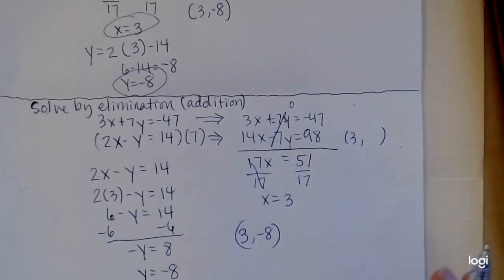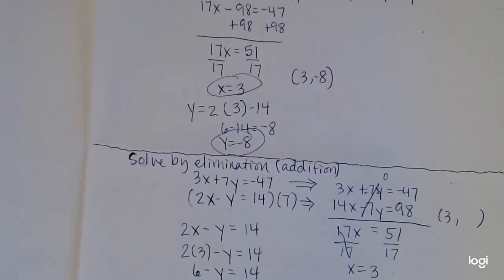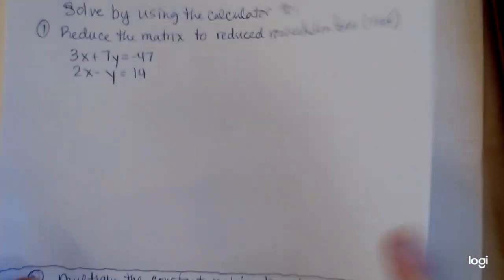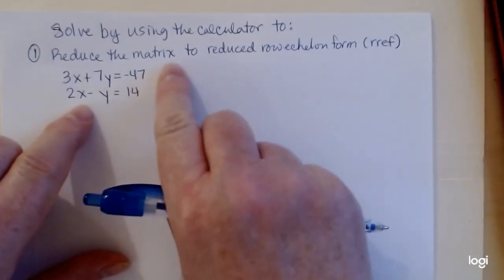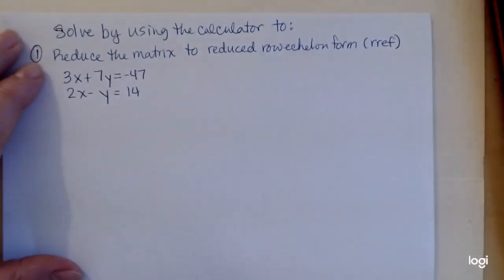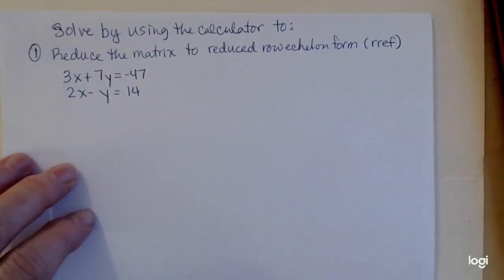And now we're going to do that same thing with matrices. So we're going to use 2 methods, and these are the 2 that you'll be asked about in the assignment. We're going to solve using a matrix. We're going to solve by getting the matrix into reduced row echelon form, or RREF. And then in the second matrix method, we're going to solve by using the inverse of the matrix.